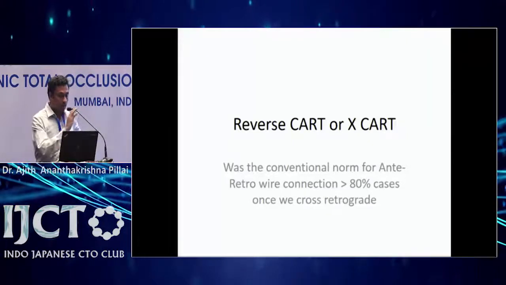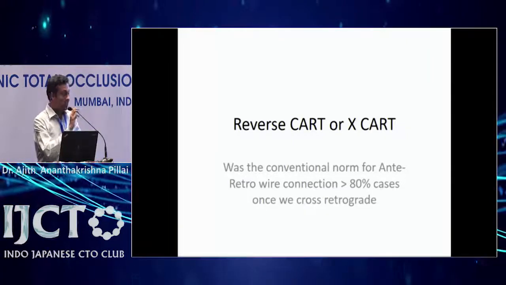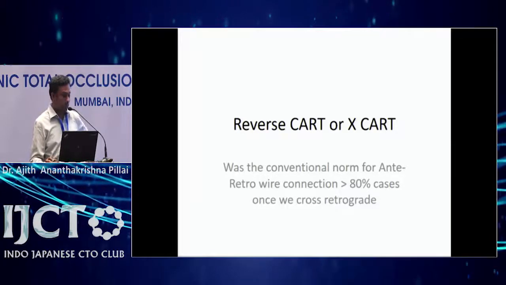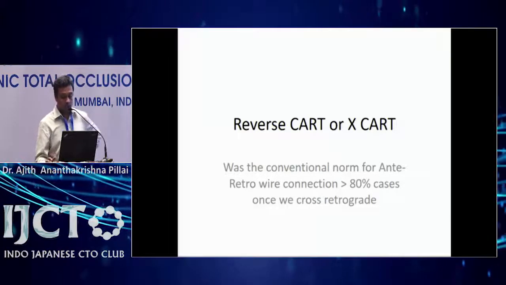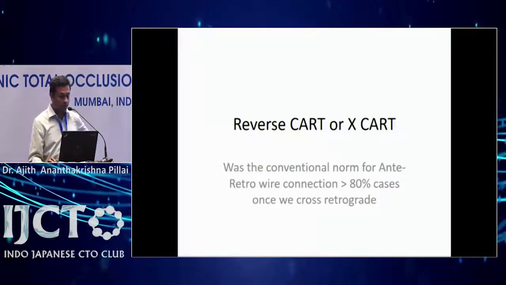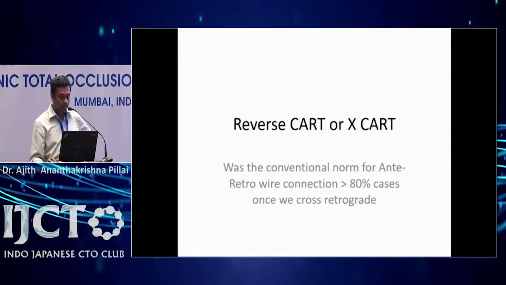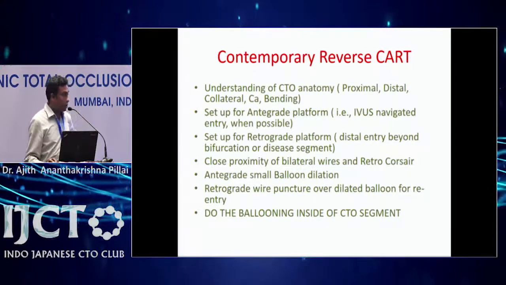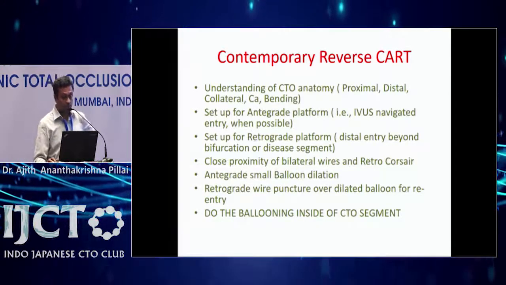Now this is a main area we should all remember, reverse CART or the X CART. It is the conventional form of antegrade retrograde wire connection, used in more than 80% of cases. Once we cross retrogradely, we make an antegrade retrograde kissing, and then essentially we follow the reverse CART. Now, what is contemporary reverse CART? There are some points you should understand.